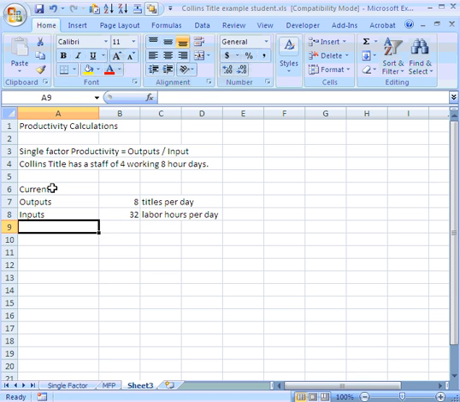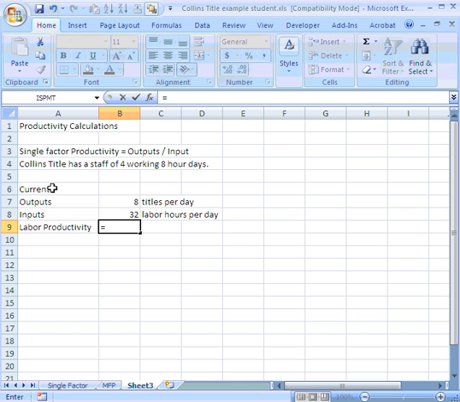They have 4 people working for them. They work 8 hours a day. 8 times 4 is 32. This is given. Normally I would calculate that. And then I'll calculate the labor productivity. And this is not equal to 8 divided by 32 in that way, even though that's the right answer.